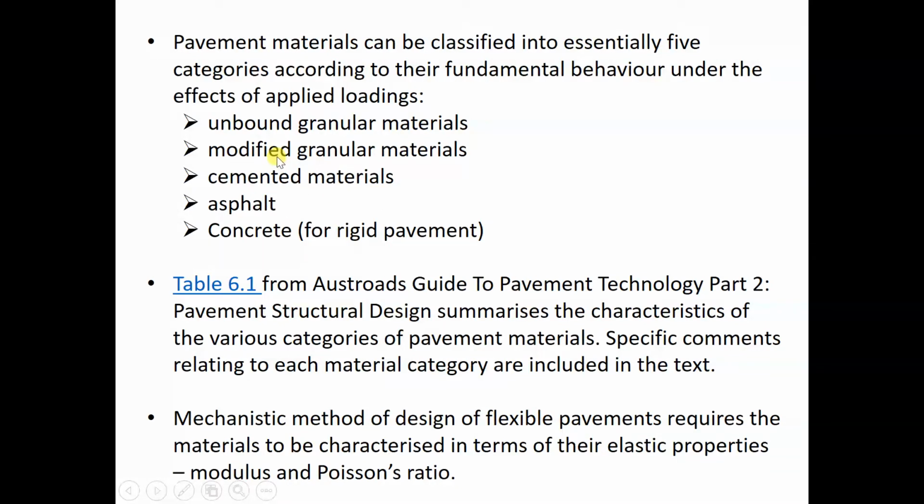Modified granular material and cemented material: later we'll look at the difference between them. Basically they have some additives, but the modified material is less significant compared to the cemented material. Asphalt is the surface course, and we'll look at that later on. Table 6.1 from the Oxford Guide to Pavement Technology Part 2, pavement structure design, summarizes the characteristics of various categories of pavement material. Specific comments related to each material category are included in the text.